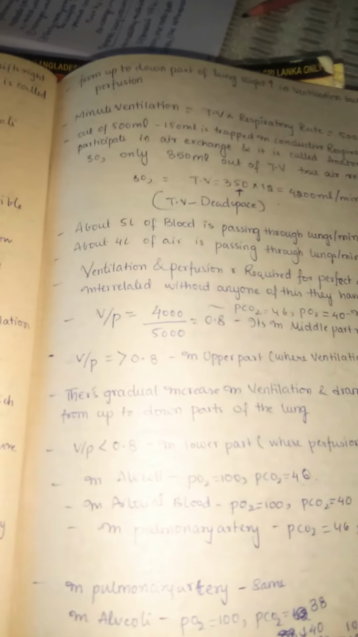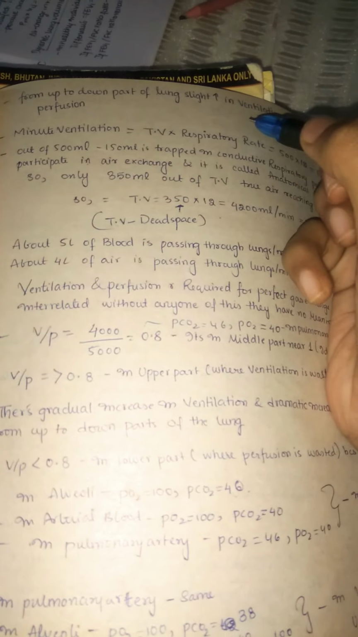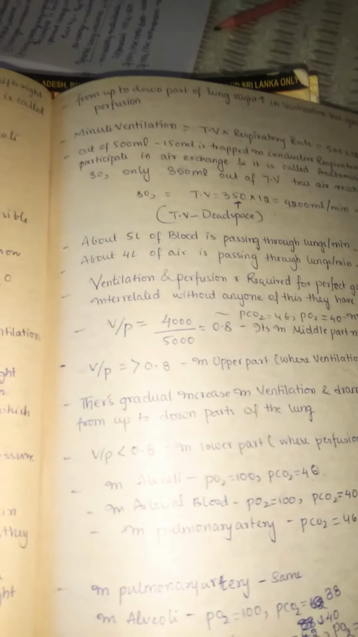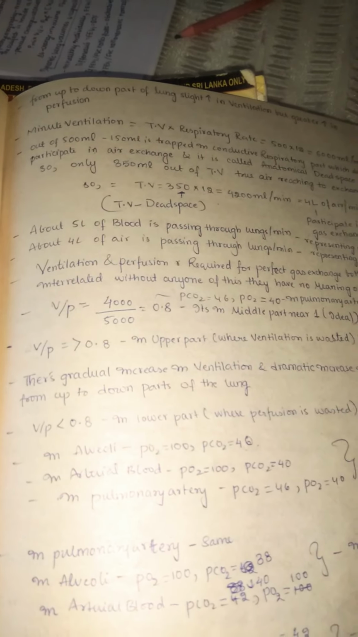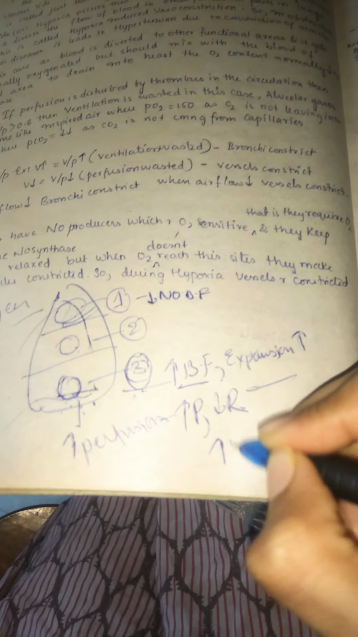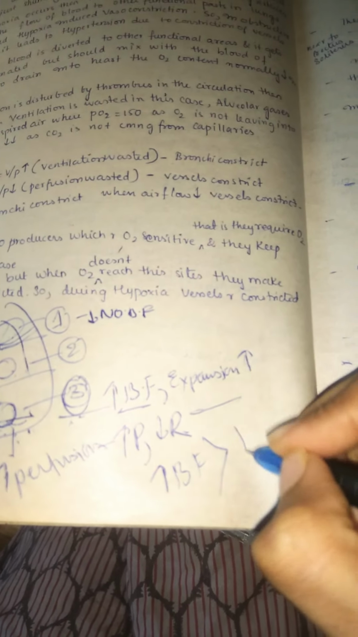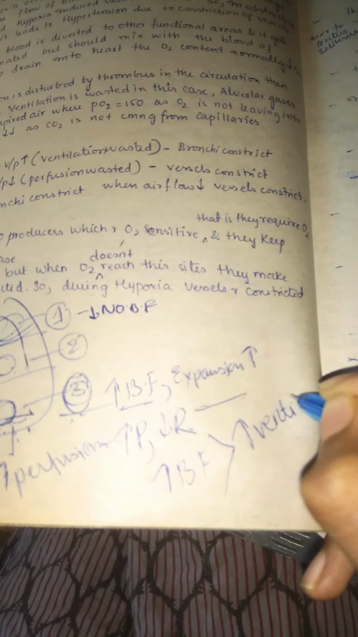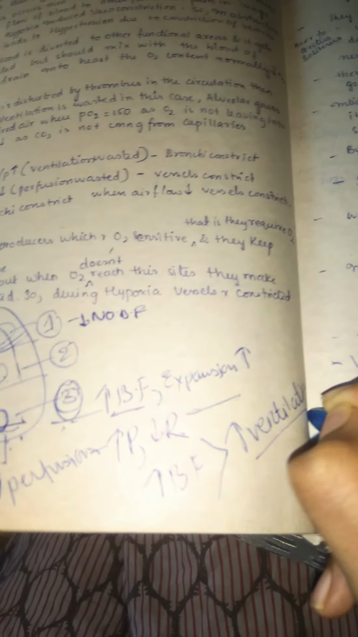So always remember, the lower, basal part has lower resistance and also higher compliance and higher perfusion. From up to down in the lung, there is a slight increase in ventilation but a greater increase in perfusion. From up to down, the ventilation is increased, but when compared with blood flow, the increase in blood flow is greater than the increase in ventilation for the basal part. It means the perfusion is very high for the basal part, more than the gaseous exchange.